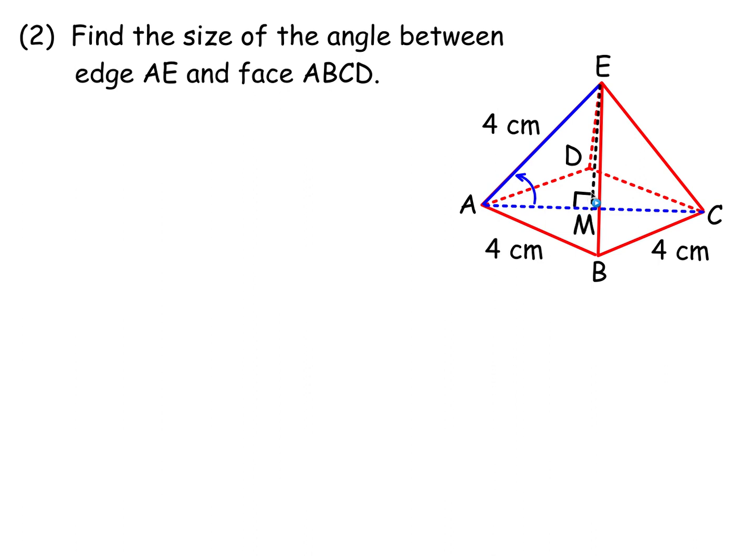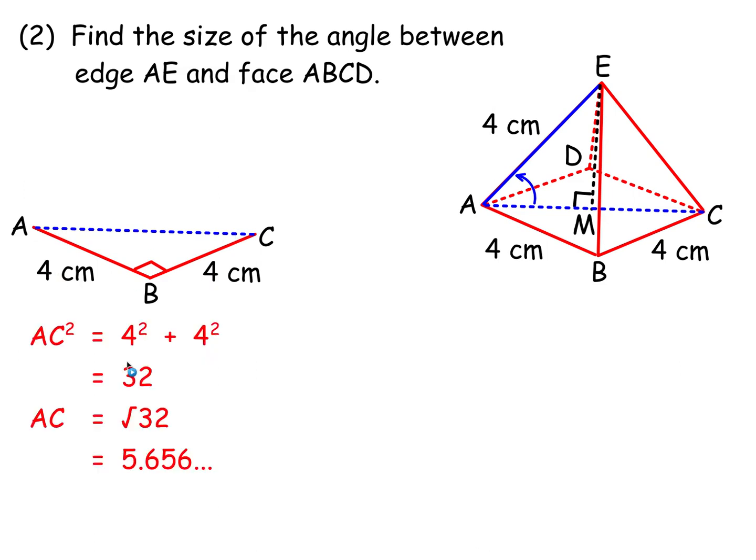So there it is. AC squared equals 4 squared plus 4 squared. Pythagoras, follow that through. It comes out at 5.656 and so on. That's the whole of AC. AM's half of it, so we divide that by 2. And that's AM, roughly 2.8. Now we've got this triangle which has the black dotted line, the height, half of the blue dotted line, AM, and AE, the sloping edge. So that's what the triangle looks like.